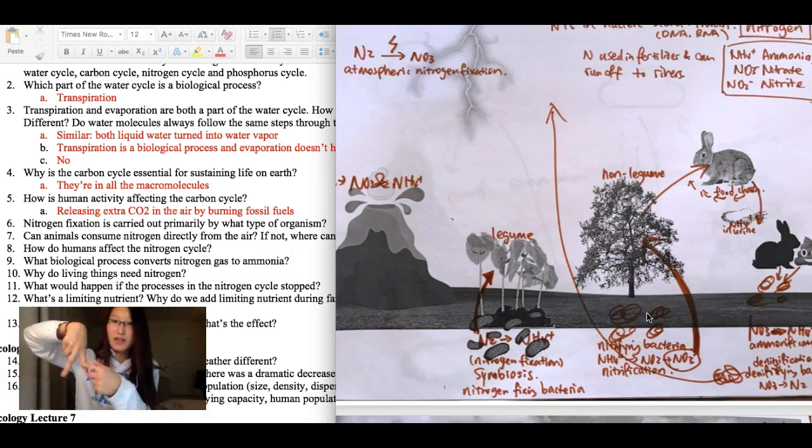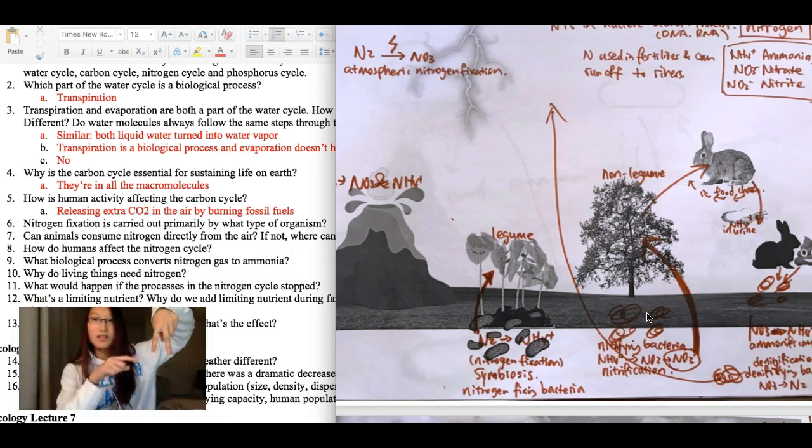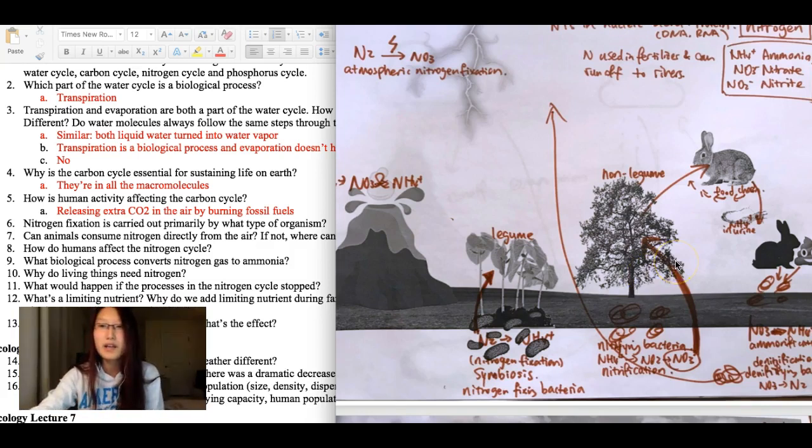Legume plants, you have bacteria living on the roots of the plant, and then the plant can get nitrogen that way. For non-legume plant, the bacteria is not on the roots, but your roots can still absorb nitrogen. Okay? And so make sure you understand the difference between legume and non-legume plant.